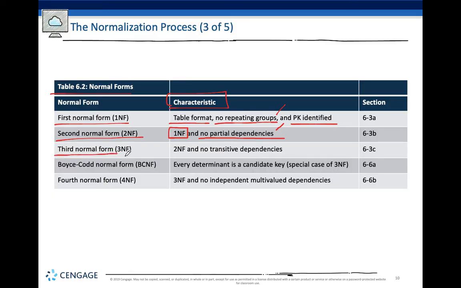The defining characteristic for the third normal form is that the table should be in second normal form, and the additional criteria that no transitive dependencies exist. Again, we'll understand what are transitive dependencies through an example. The Boyce Codd normal form is a special case of the third normal form where every determinant is a candidate key. Now you don't need to particularly understand what exactly this means, since we're not going to cover BCNF and 4NF in this lecture.